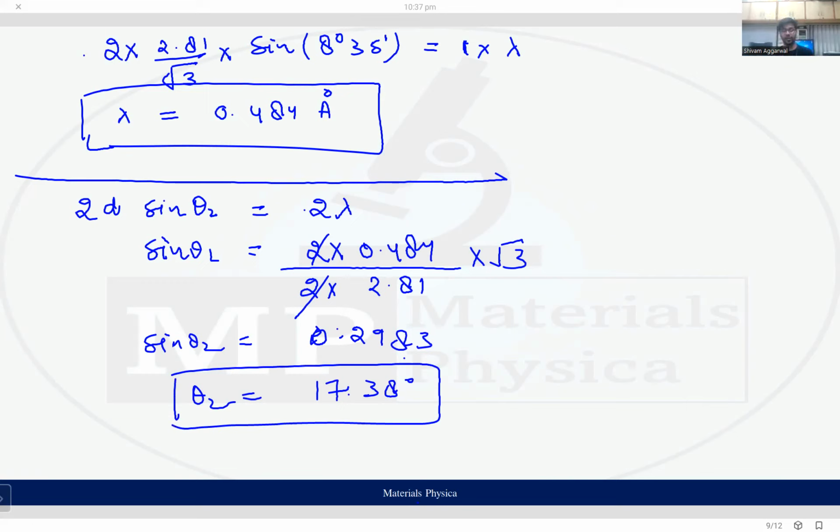So this is all the two parts of this question. First one is we have to calculate the wavelength of the X-ray, and the second one is at what angle the second order reflection will occur. So the second order reflection will occur at 17.38 degree, and the wavelength of the X-ray is 0.484 angstrom.